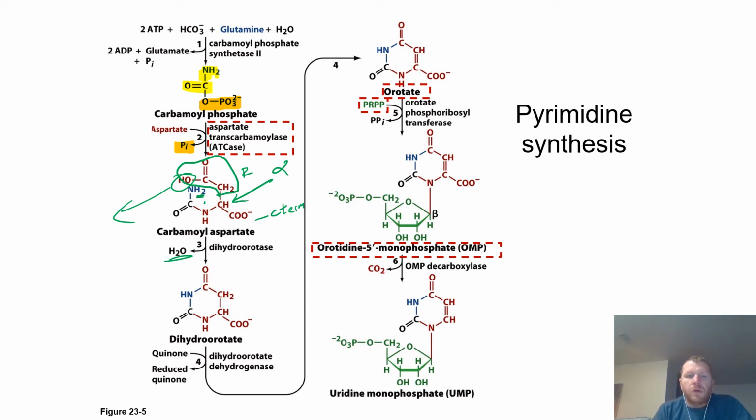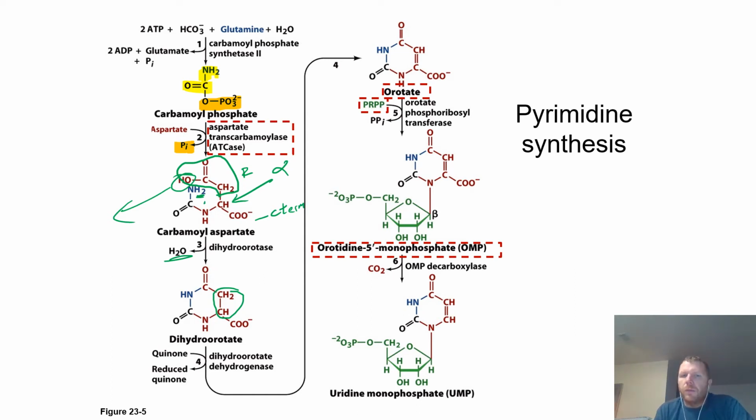What we're going to do is use quinone, and what dihydroorotate dehydrogenase is going to enable us to do, in this position right here, is add a double bond. That will give us our orotate.